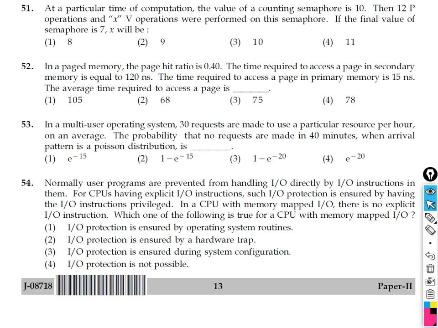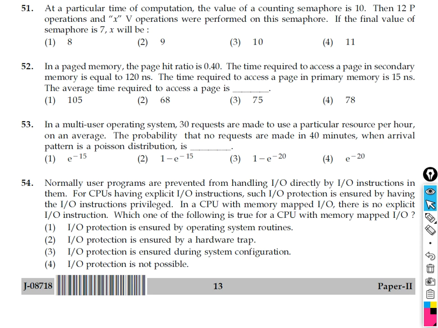Next question number 54. Normally user programs are prevented from handling IO directly by IO instructions in them. For CPUs having explicit IO instructions, such IO protection is ensured by having the IO instructions privileged. In a CPU with memory mapped IO, there is no explicit IO instruction.